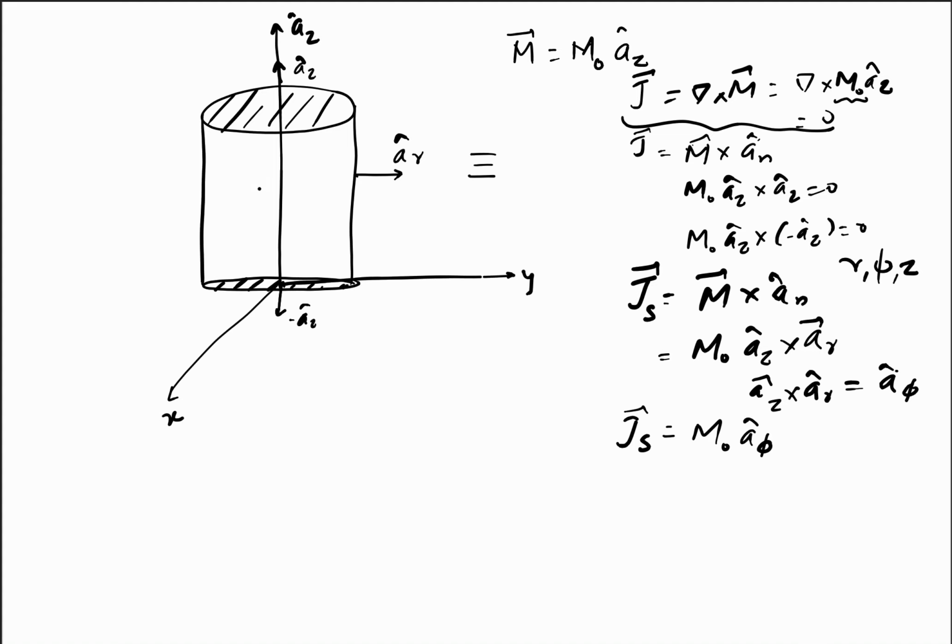Now a phi is always tangential to the curved surface. So it implies that the equivalent surface current density is constant, of course, but it is in the a phi direction, along the curved surface. So this represents that this curved surface is carrying surface currents, and those surface currents are circulating, and their direction is in the a phi direction, like this.